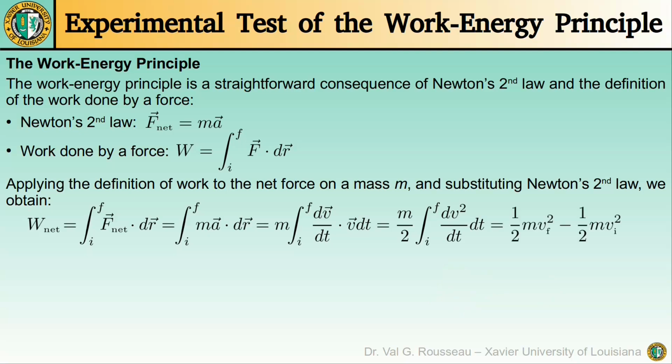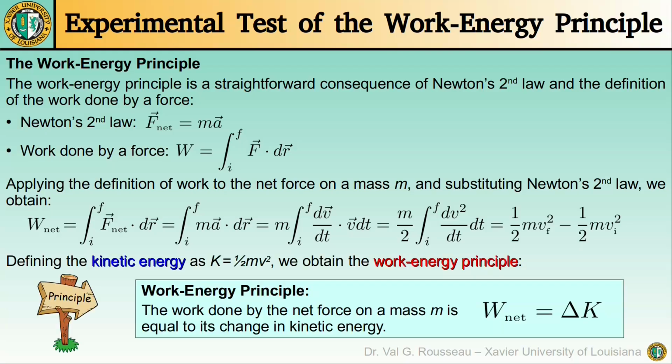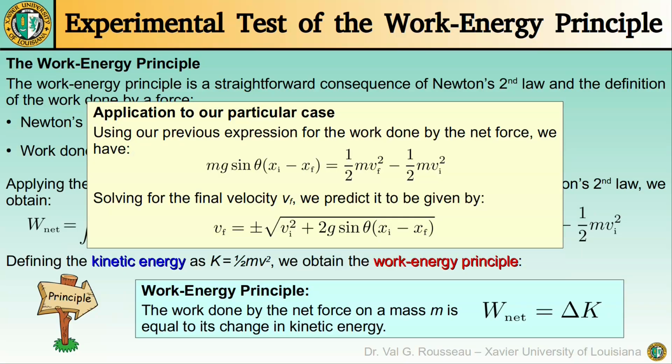So we end up finding that the work done by the net force is equal to 1/2 m v_f squared minus 1/2 m v_i squared. As a result, if we define the kinetic energy to be 1/2 m v squared, then we have proven the work-energy principle, which states that the work done by the net force is equal to the change in kinetic energy.